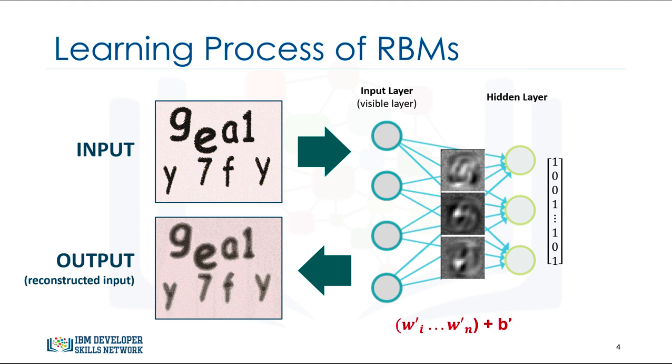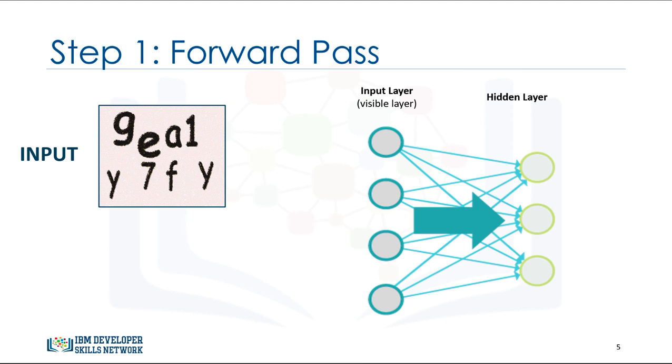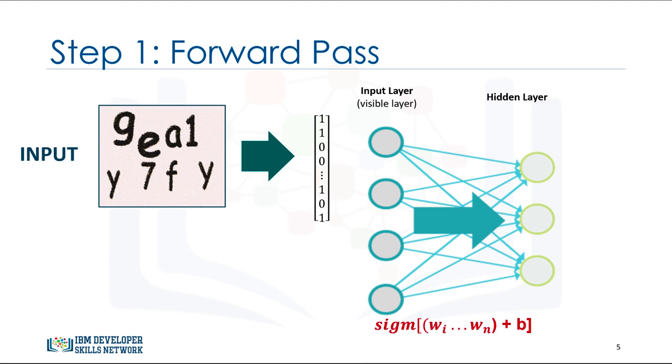Now, let's look at an RBM's training process, in which three major steps are repeated. The first step is the forward pass. In the forward pass, the input image is converted to binary values, and then the vector input is fed into the network, where its values are multiplied by weights and an overall bias in each hidden unit. Then the result goes to an activation function, such as the sigmoid function, which represents the probability of turning each individual hidden unit on, or in other words, the probability of the node activation.